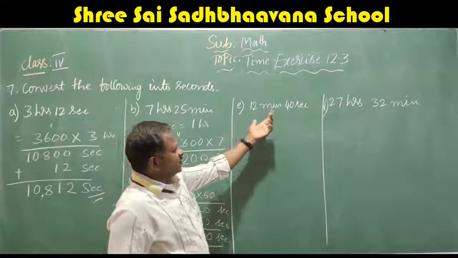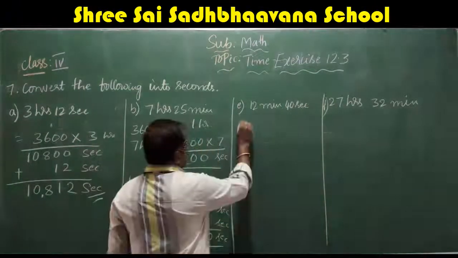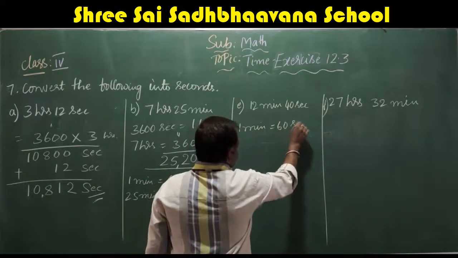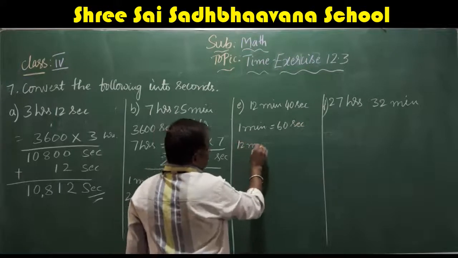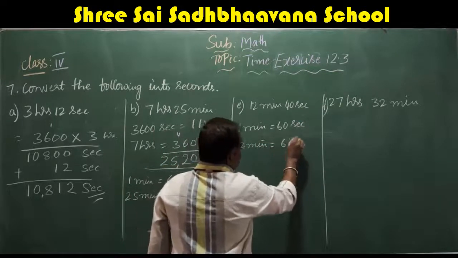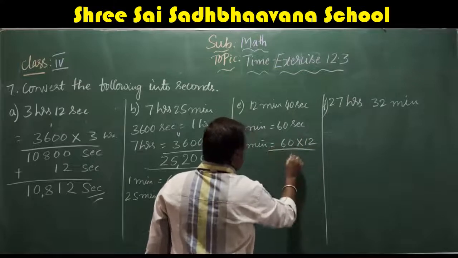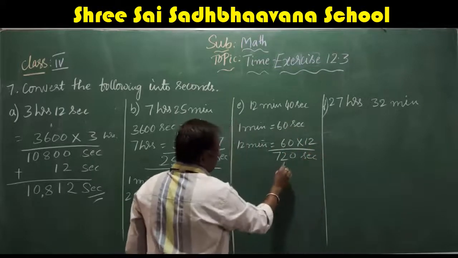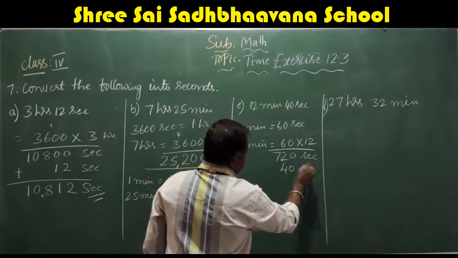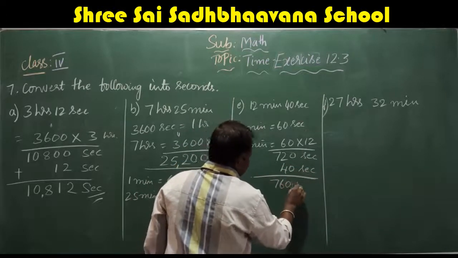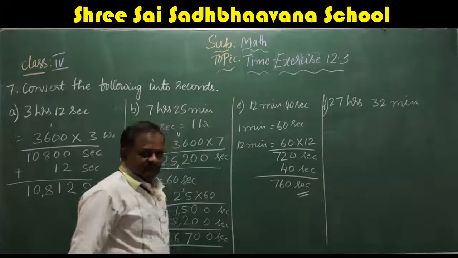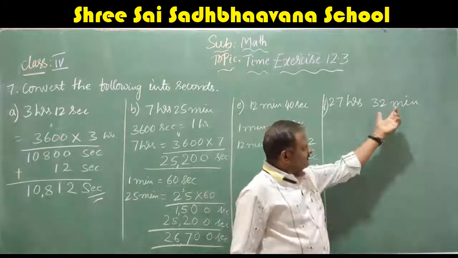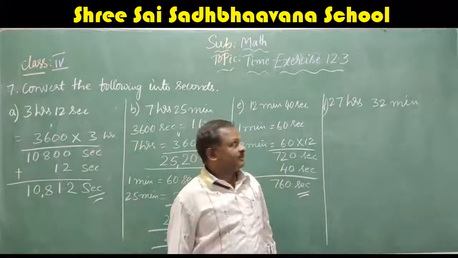Next, come to here, 12 minutes and 40 seconds. You know very well, 1 minute is equal to 60 seconds. So 12 minutes is equal to 60 into 12. 12 zeros are 0, 12 sixes are 72. 720 seconds. Add 40 seconds to it, you will get 760 seconds.